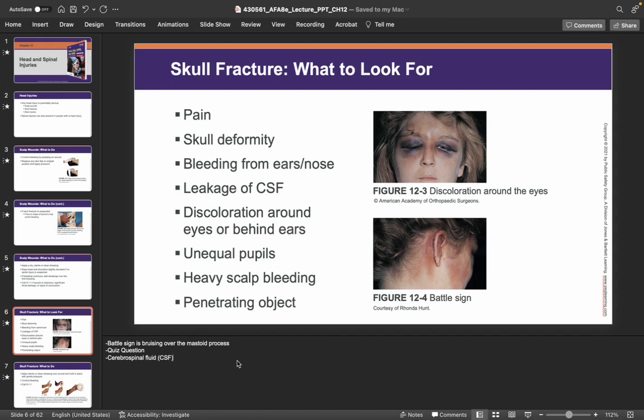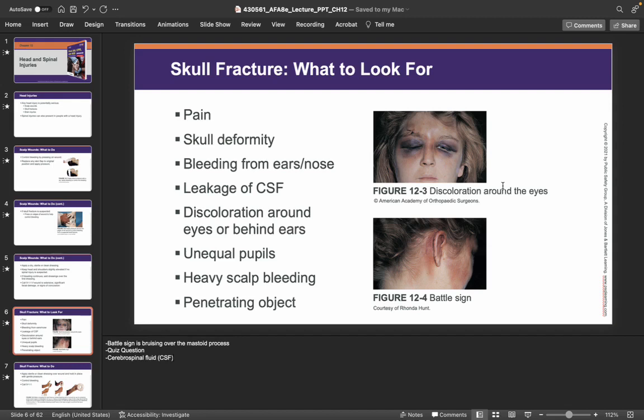Anyway, that is very indicative of a skull fracture. Typically, it's going to come from the ears and or the nose. It's a clear, milky-ish color, but it can also be mixed with blood, so it's almost going to look like the blood would be kind of watered down. But yeah, that's a very big sign of a skull fracture. Anytime you get discoloration around the eyes or behind the ears, like in these pictures here, that's a big one.